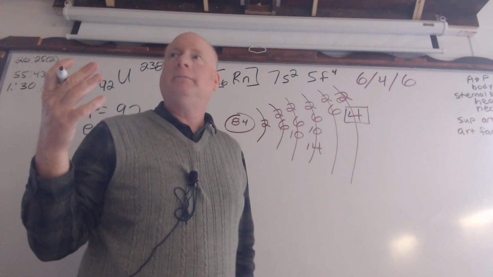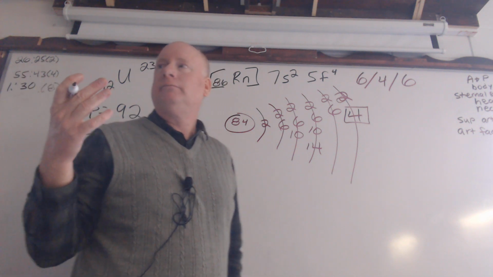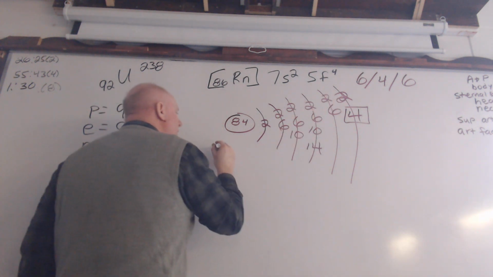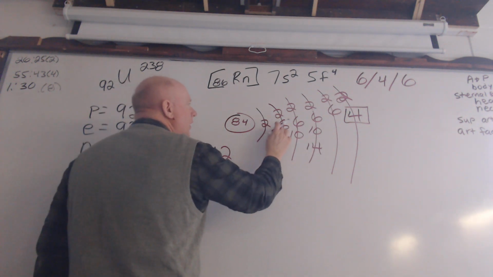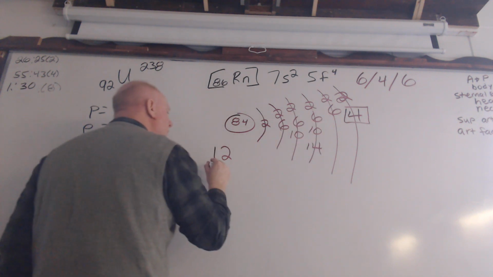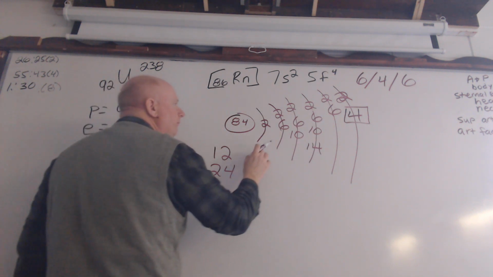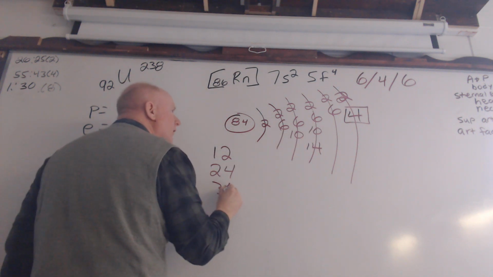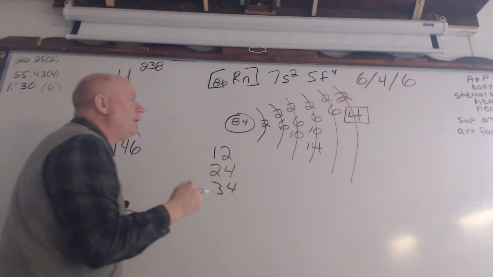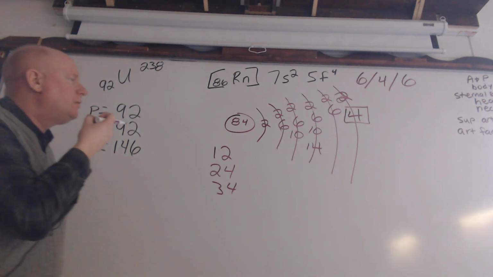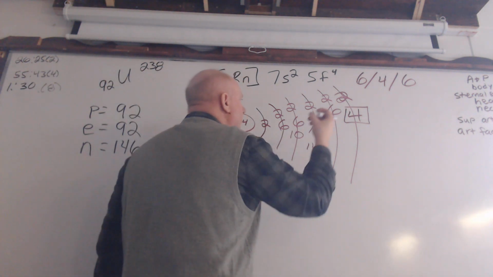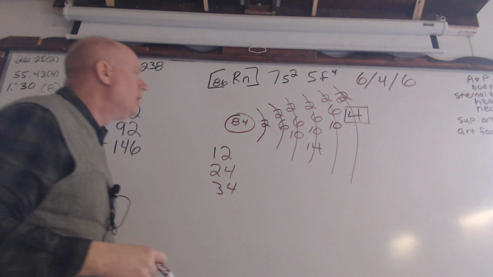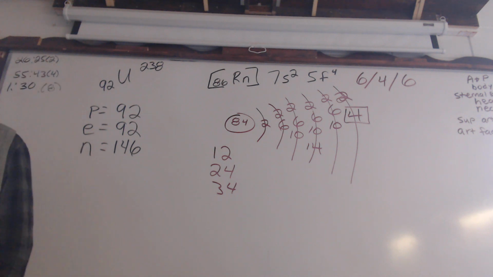I didn't get 84. 1, 2, 3, 4, 5, 6. There's 12. 1, 2, 3, 4. 24. 10, 20, 34. You got 74. Okay? We have to add that 10. You have to add the 10 before you add the 10. Okay. Now you got 84? There we go. Okay.